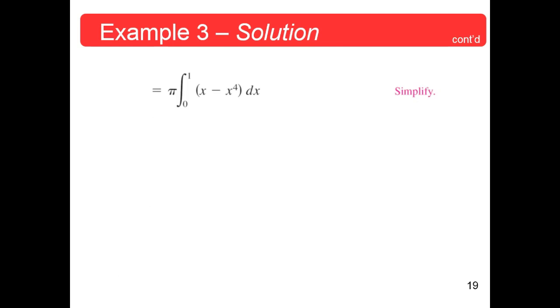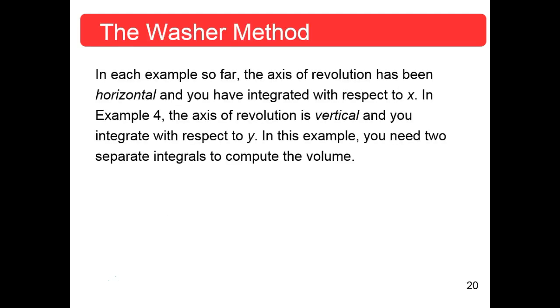The calculus is the easy part. Setting it up is the hard part. And it's not that hard. And that would be pi times x squared over 2 minus x fifth over 5 from 0 to 1, which is 3/10 pi. Okay. All right.